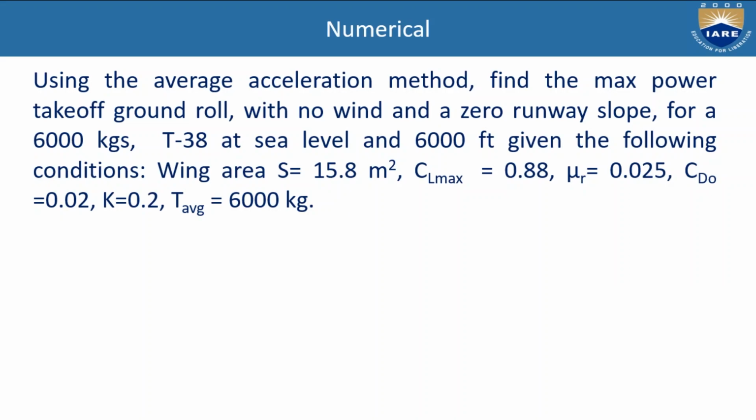Using the average acceleration method, find the maximum power takeoff ground run with no wind and a zero runway slope for a 6,000 kg T-38 at sea level and 6,000 feet, given the following conditions. Wing area is 15.8 meter square, CL maximum is 0.88, mu r is equal to 0.025, CD naught is equal to this, T average is equal to this.